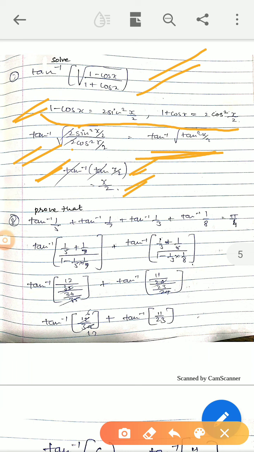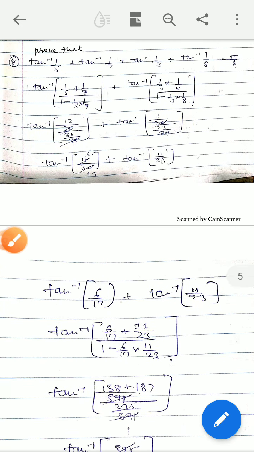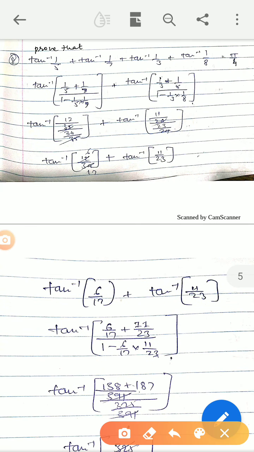And tan inverse and tan cancel, and we get x by 2. Look here, one more question we have, that is tan inverse 1 by 5 plus tan inverse 1 by 7 plus tan inverse 1 by 3 plus tan inverse 1 by 8 equal to pi by 4.